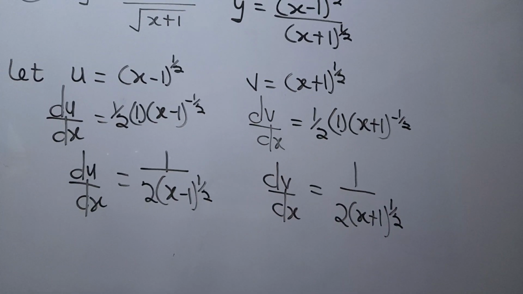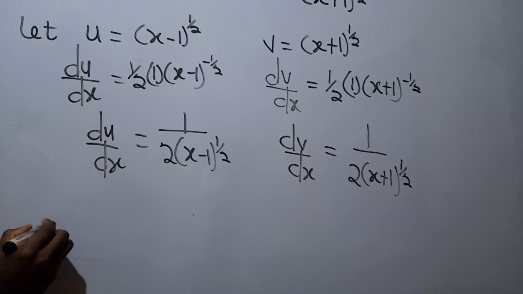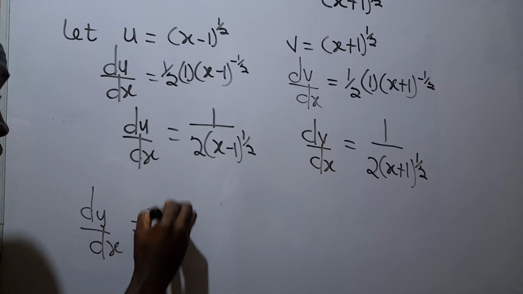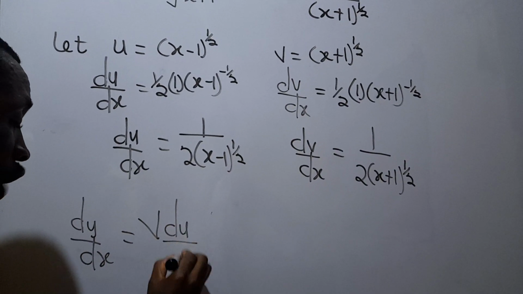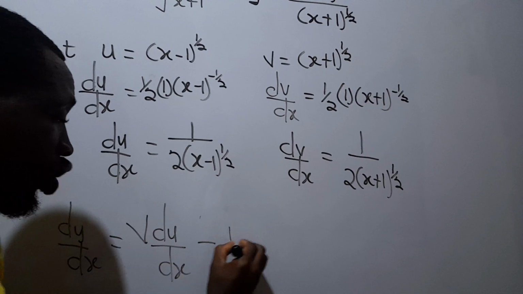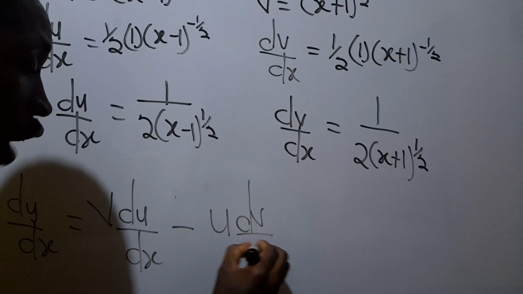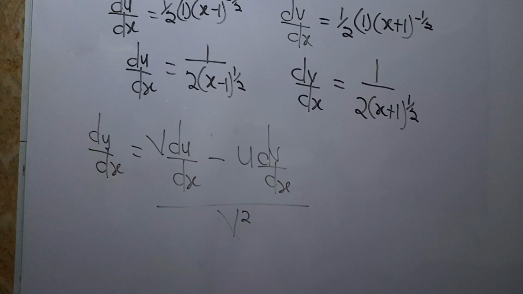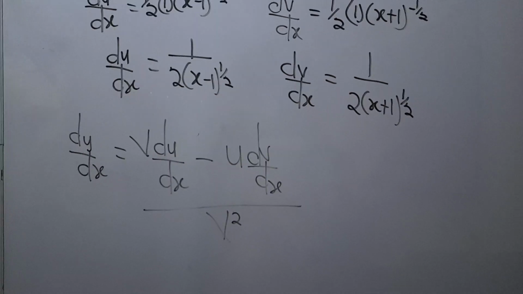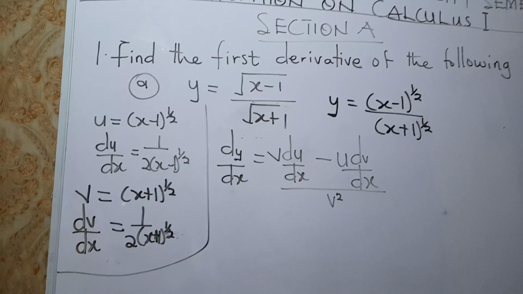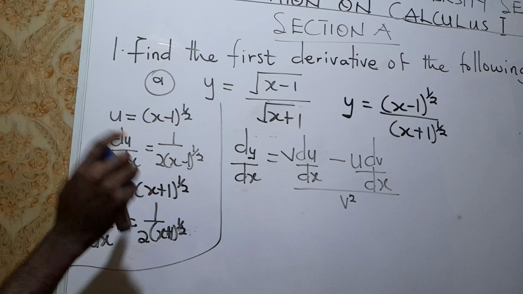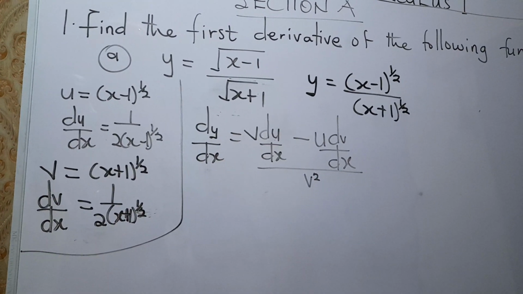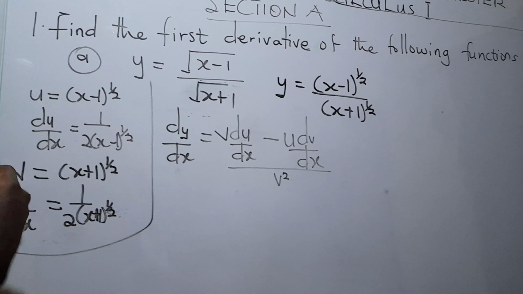Now, remember from the quotient rule, our dy over dx will be equal to v du over dx minus u dv over dx, all over v squared. So remember, we had our u and du over dx, we have our v to be this and dv over dx to be that. We just substitute and simplify to get our first derivative.